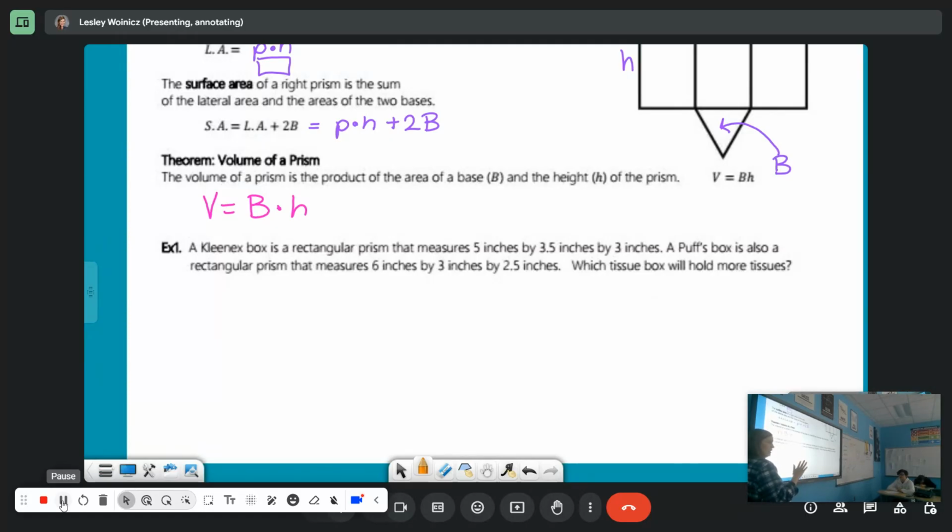Do we need to draw a net? Or let's just draw a picture. How about that? We'll just draw a picture. Can everyone do their best attempt at a Kleenex box?